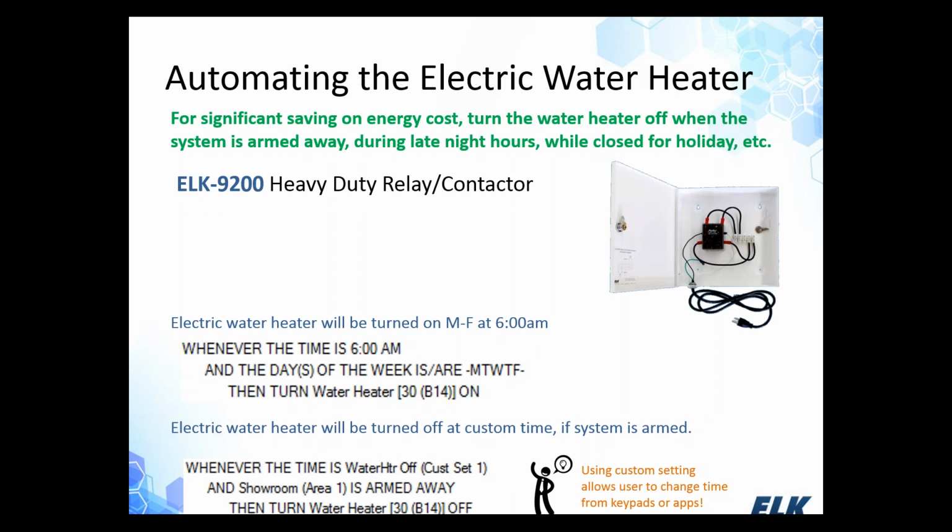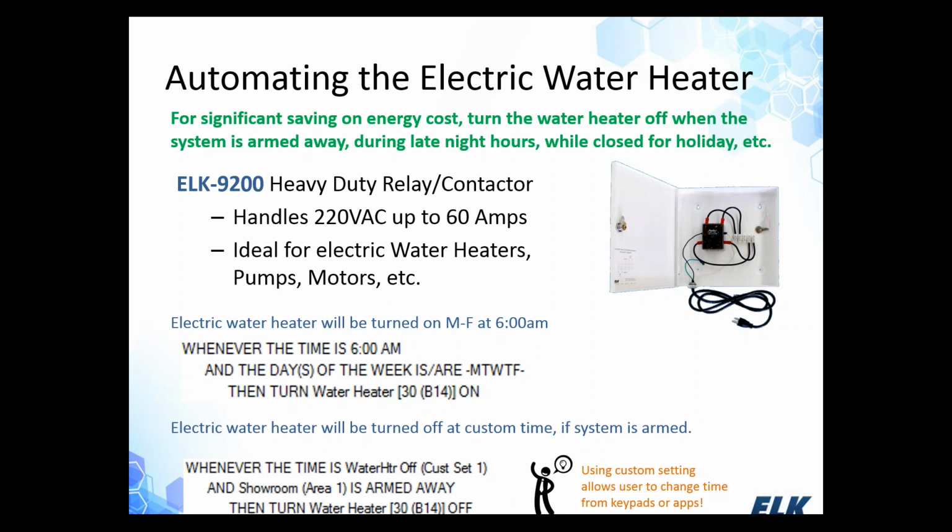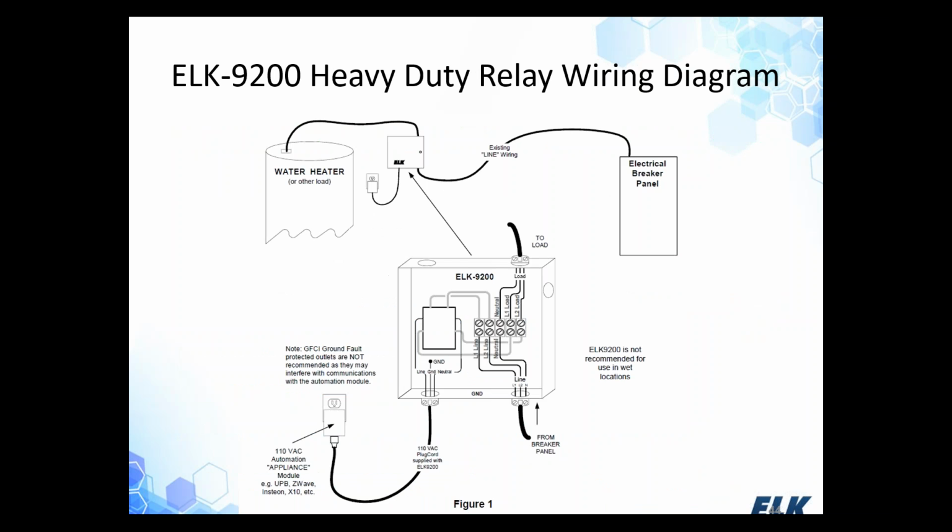Now here's the ELK 9200, the heavy duty relay slash contactor itself. This is how we can actually wire up for an electric water heater, or not only that, but maybe we want to do some big pumps or anything else that takes a lot of voltage and amps to be able to move. We can actually wire into this device. Don't worry, the next slide breaks down how easy this thing is to wire. This thing uses up to 220 volts AC and up to 60 amps.